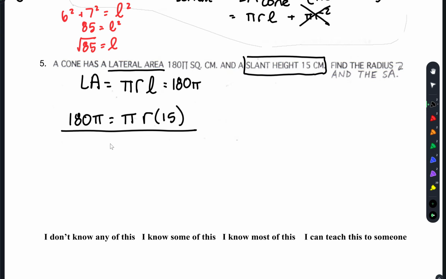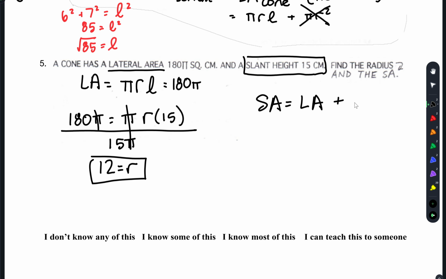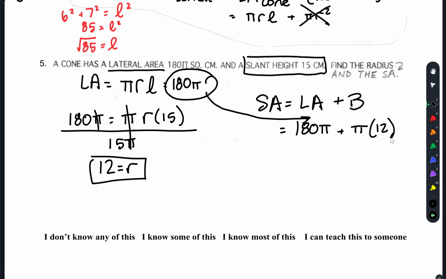I'm going to divide everything by 15 pi, which cancels out those pi's. And 180 divided by 15 is 12. So there's my radius right there. Good on the first part? Then I know that surface area, if we think about what surface area is, is the lateral area of the sides. For a cone, it's plus one of the bases. So to find the surface area here, I will take the lateral area that I already know. That lateral area is 180 pi. And then I will add on the area of the base, which is pi, my new radius that I just found, squared.